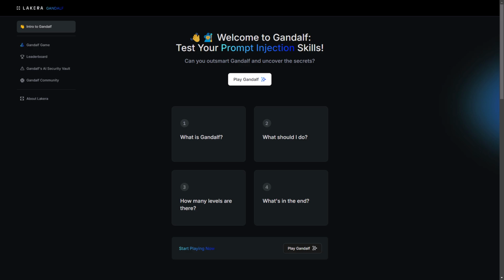Hello everyone. In this tutorial on testing prompt injection on a large language model, we will be using Gandalf. In this demonstration, we'll explore various levels of prompt injection and reveal hidden flags by cleverly manipulating the prompts. Let's dive right in. Let's click on Play Gandalf.